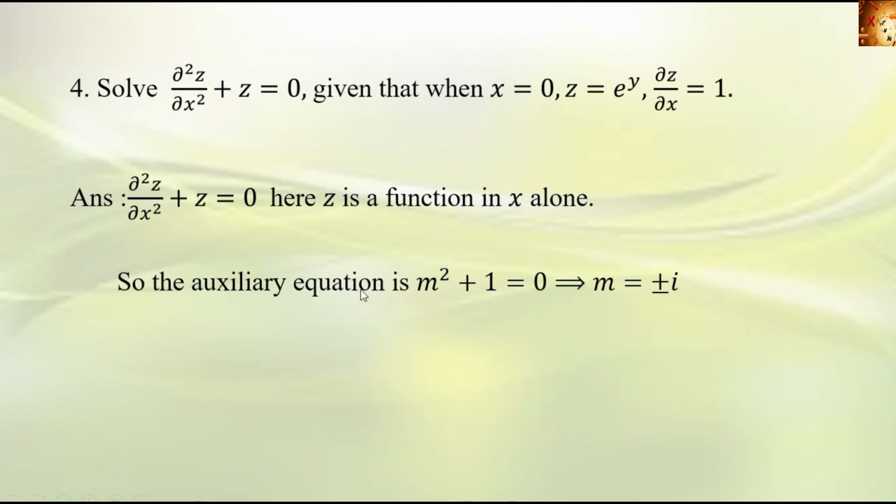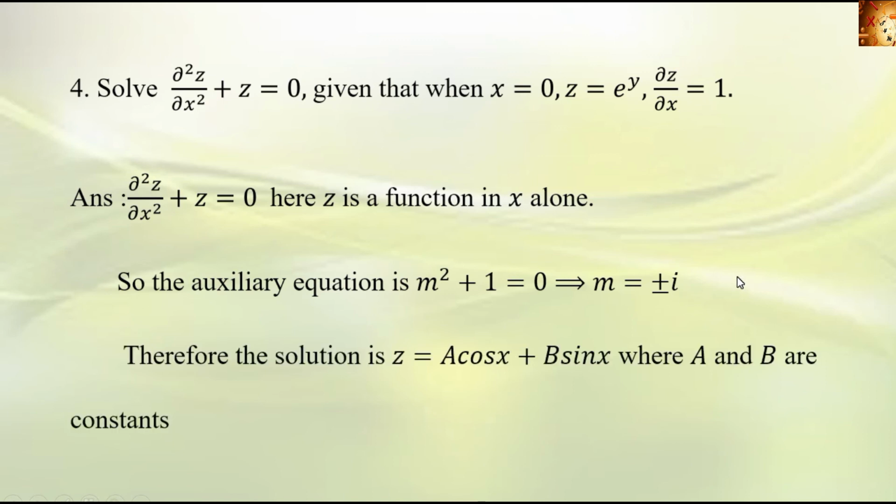Here this is a second order PDE. It depends on x alone. So the corresponding auxiliary equation is m square plus 1 equal to 0. So m is equal to plus or minus i. Therefore the solution for z is like that, a cos x plus b sin x, because here alpha equal to 0 and beta equal to 1. So the solution is z equal to a cos x plus b sin x, where a, b are constants.